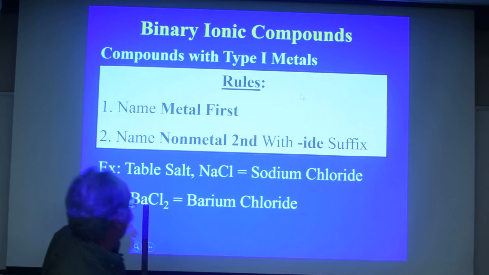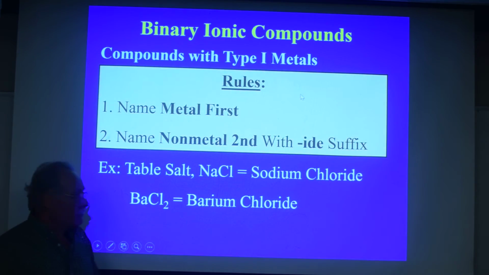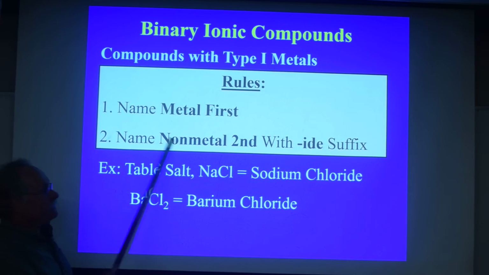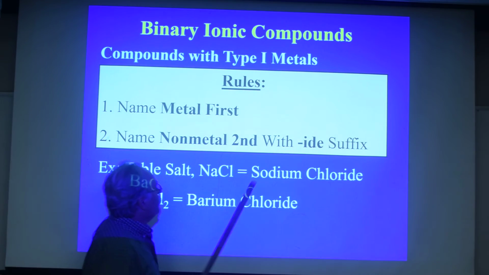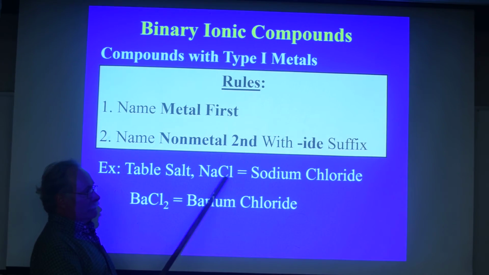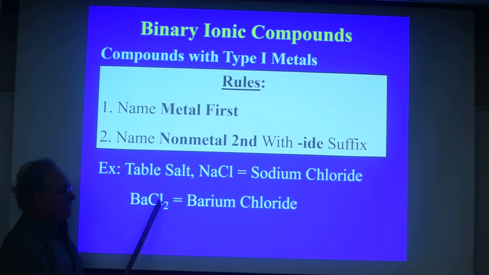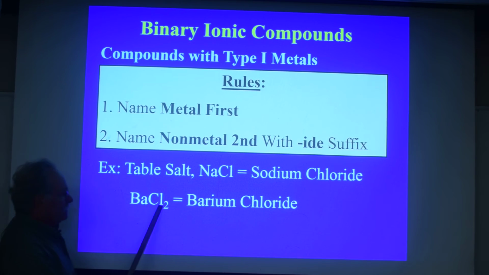Now what we want to do is go over the nomenclature, and the nomenclature is real simple. Okay? You write the metal name first and the nonmetal second, and you change the ending to -ide. So common table salt, sodium chloride, NaCl. Now note, barium chloride, BaCl2.